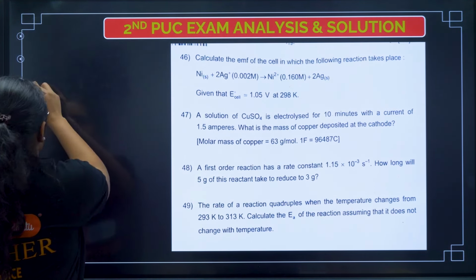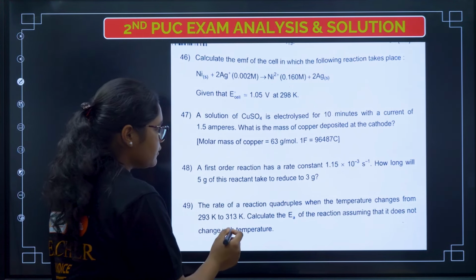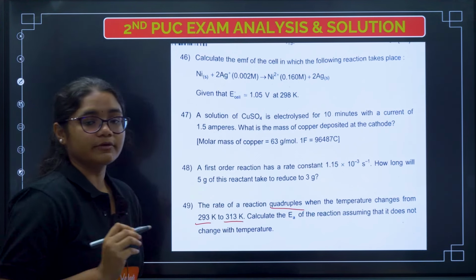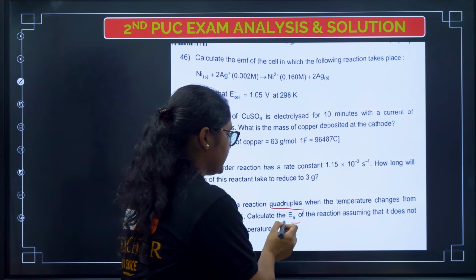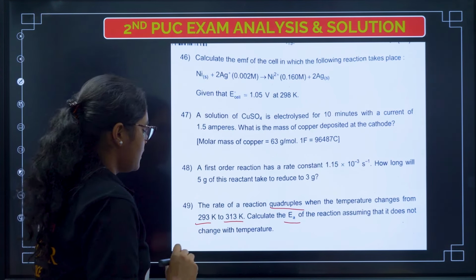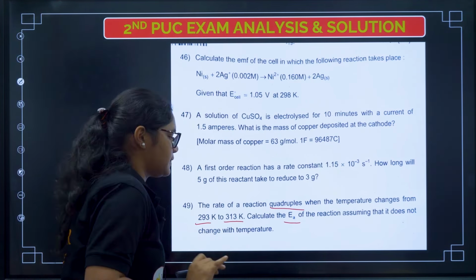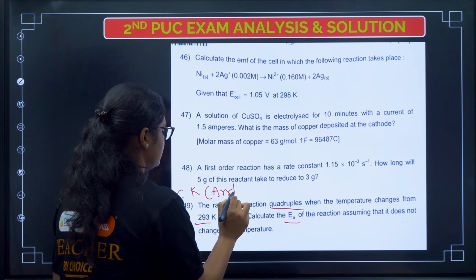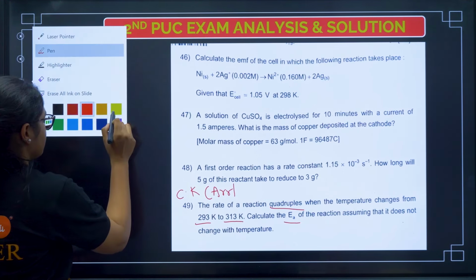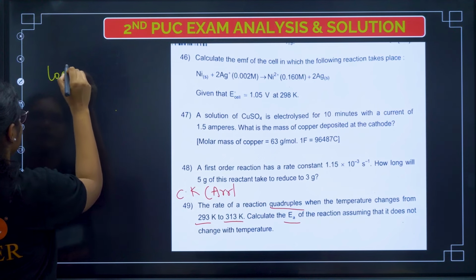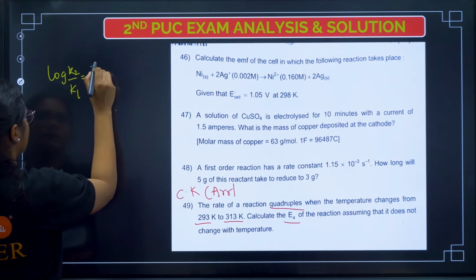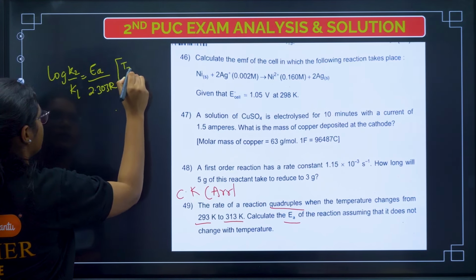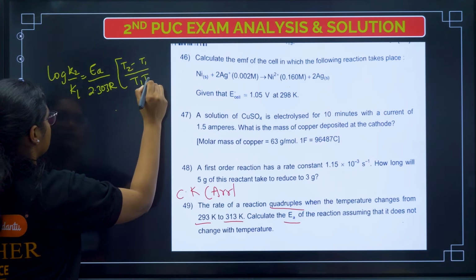Next question and the last question of this paper, let us read it. Rate of a reaction quadruples when the temperature changes from 293 to 313 Kelvin. Calculate EA of the reaction, that is activation energy, assuming that it does not change with temperature. This question is again from chemical kinetics, the Arrhenius equation. So let us write down the formula: log of K2 by K1 is equal to EA by 2.303 R into T2 minus T1 by T1 into T2.